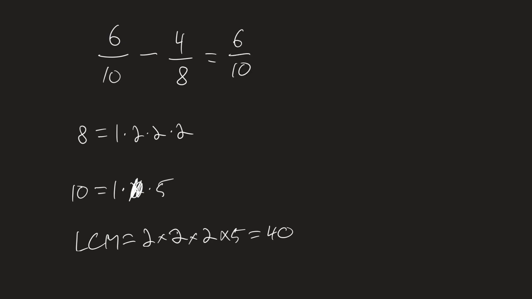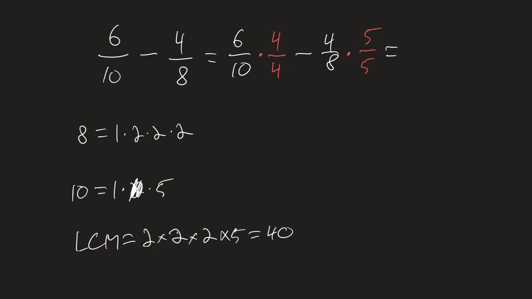So we'll have 6 over 10. We want to change that 10 into a 40, so we're going to multiply the top and bottom by 4. Minus 4 over 8. We want to change that 8 to a 40, so we're going to multiply this by 5 over 5.